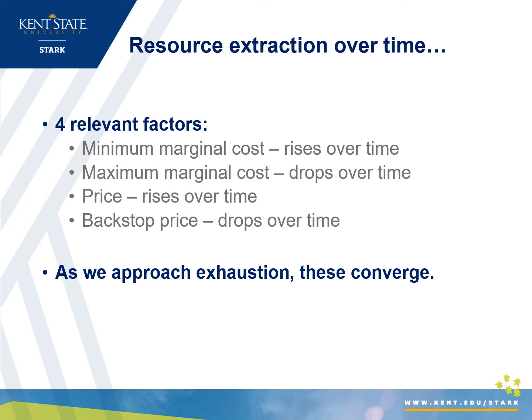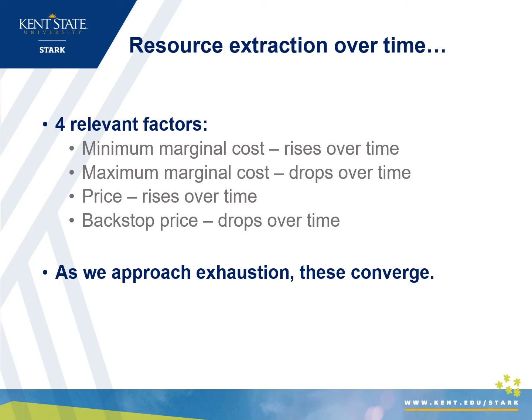Okay. The backstop price, though, that maximum that people are willing to pay for the good, is going to tend to drop over time. The reason here is, again, technological advancement. As we advance in technology, that not only makes us better at getting at those hardest to get to oil reserves, for example, it also makes us better at producing whatever the alternatives are. So I don't know, hydrogen fuel cells or what have you. So this is going to tend to push the backstop price down over time. And so as we approach exhaustion, what we would expect to happen is that all four of these are going to tend to converge.